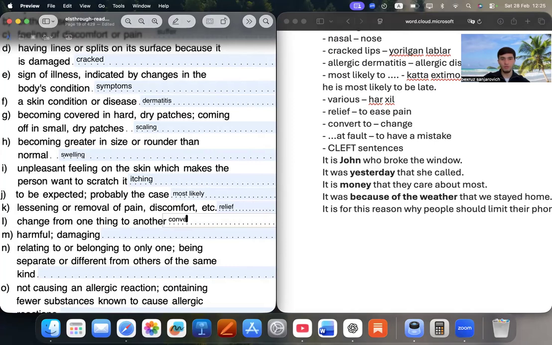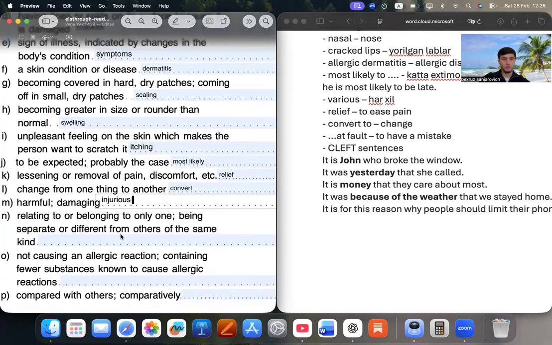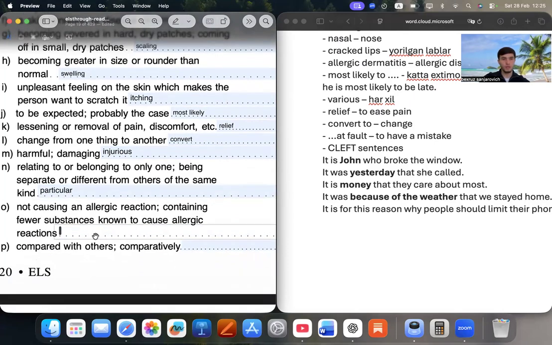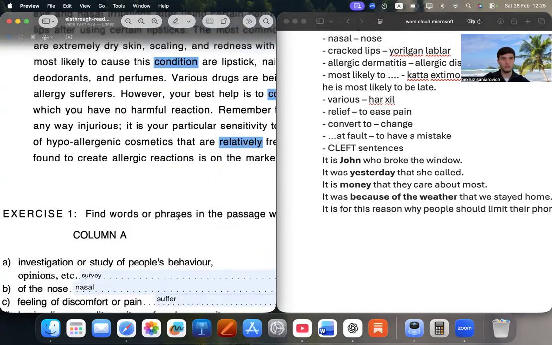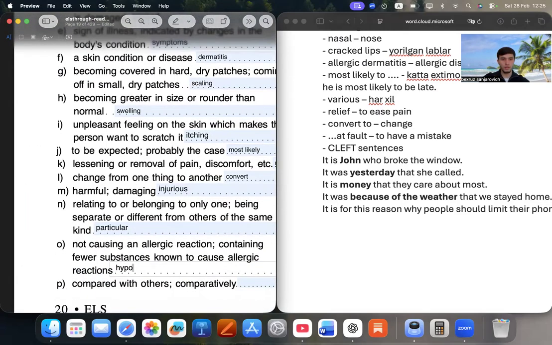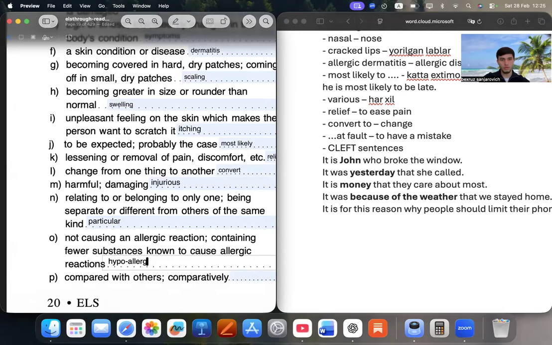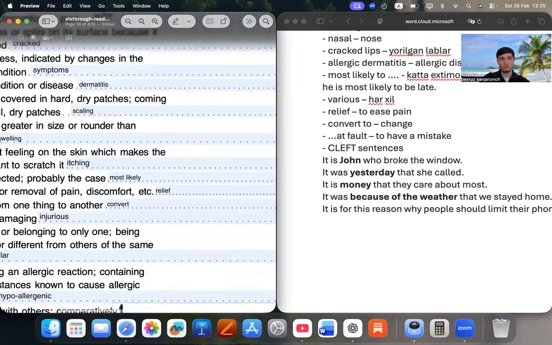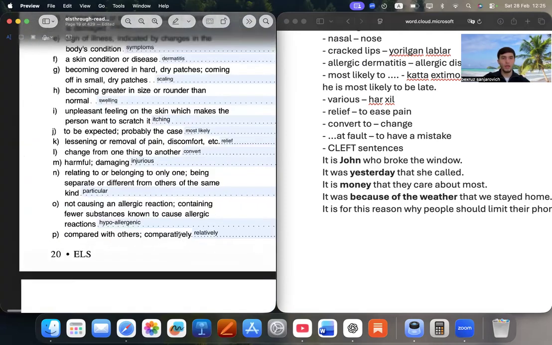Change from one thing to another, convert. Harmful, damaging, injurious. Related to or belonging to only one, being separate from others, particular. Not causing an allergic reaction, containing fewer substances known to cause allergic reactions, hypoallergenic. Compared with others, comparatively, relatively. Yes, and we're done with this one.